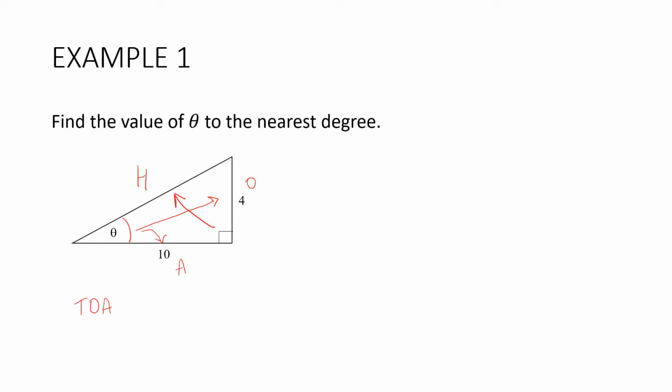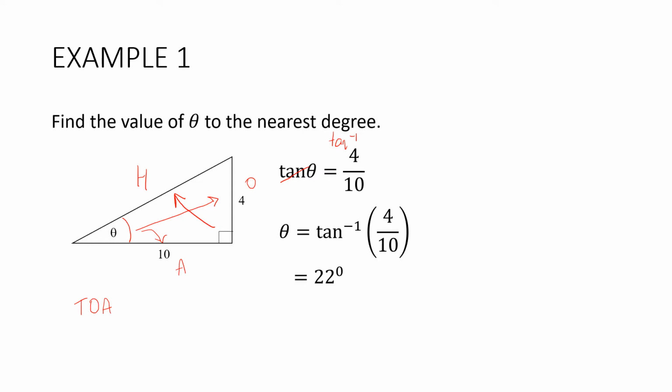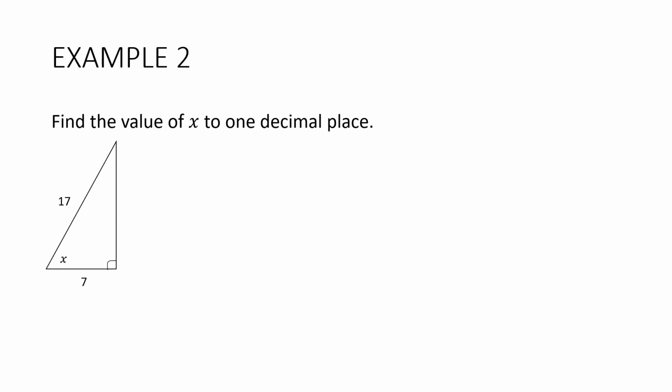All right, again, use this as a formula. So we've got tan of the angle, so tan theta is equal to opposite, which is 4, over adjacent, which is 10. Now we need to move the tan over the other side. So remember, it's going to come over as inverse tan. So we rewrite it. Theta is equal to inverse tan of 4/10. We just put that into the calculator, and we want it to the nearest degree. So it's 22 degrees. Let's try another one.